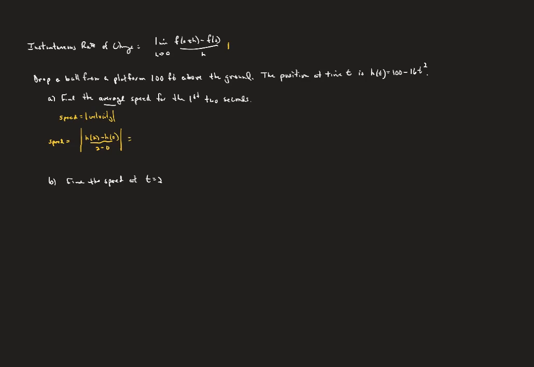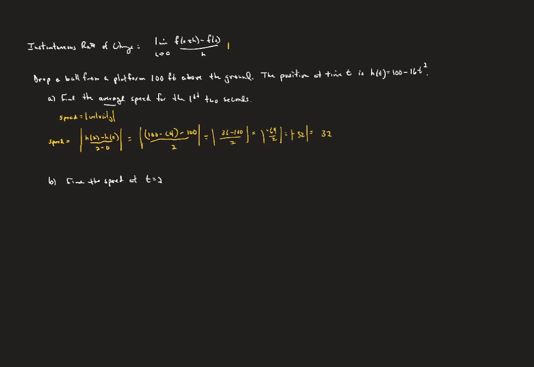So the h of 2 is going to be 100 minus 16 times 4 is 64. So that is our h of 2. And minus the 0 is going to be 100. And all over the 2 minus 0 is 2. And that's going to still be in absolute values. So 100 minus 64 is 36. We have minus 100 over 2 in absolute values. 36 minus 100 is a negative 64. And so that'll be a negative 32. And when we take the absolute value, our speed is going to be 32.